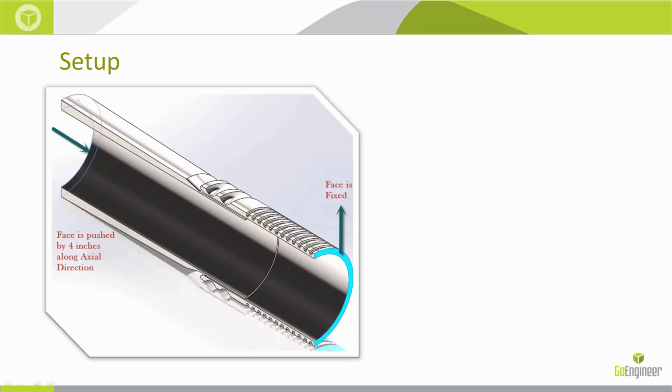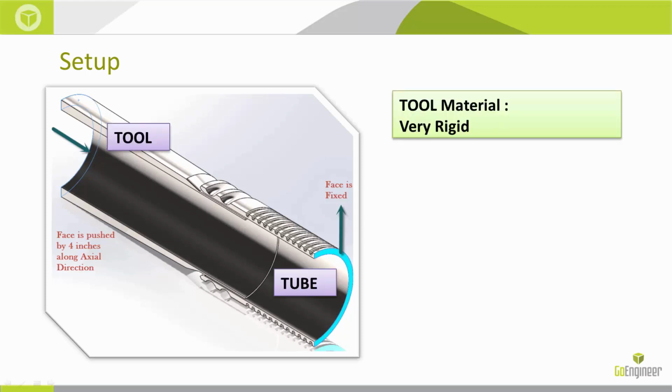So let's look at our initial design. We have one face that's fixed, and then we have our swaging tool, which is pushed into the pipe. Now I'm not quite sure how much pressure is needed to push it into the pipe, but I know that it needs to go in 4 inches to perform. So in SOLIDWORKS Simulation, we can actually apply a displacement as a load. So we have our tube and our tool. It's necessary for the design that our tool be much more rigid than our tube, since it's going to be used to open it up.